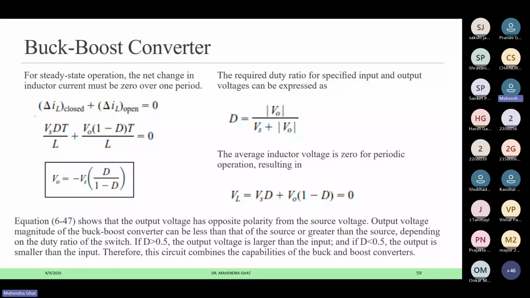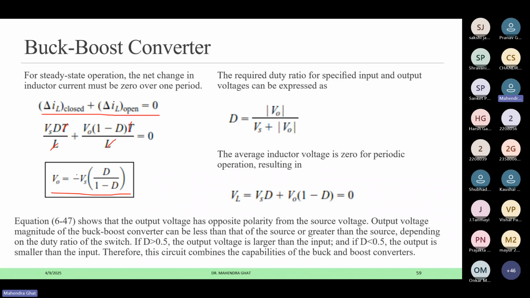Again, we will apply delta IL closed plus delta IL open is equal to 0. Delta IL closed was VS dT by L, and delta IL open is VO (1 minus D) T by L, which is equal to 0. If I simplify this equation, T will get cancelled, L will get cancelled, and if I take this term on this side and 1 minus D on this side, you will get VO is equal to minus VS into D by 1 minus D.